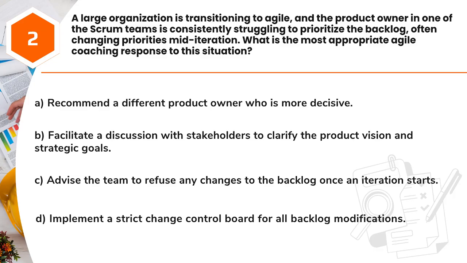A. Recommend a different product owner who is more decisive. B. Facilitate a discussion with stakeholders to clarify the product vision and strategic goals. C. Advise the team to refuse any changes to the backlog once an iteration starts. D. Implement a strict change control board for all backlog modifications.